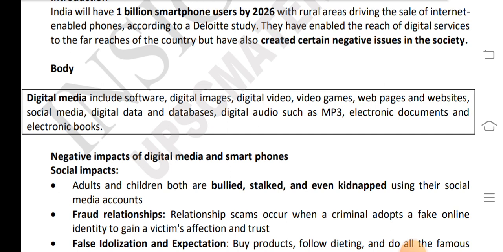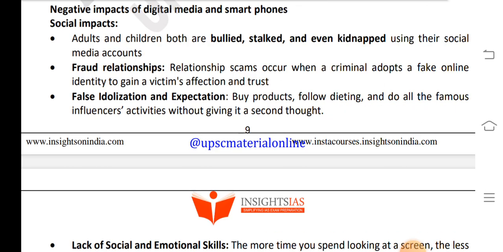Digital media includes software, digital images, digital videos, video games, web pages and websites, social media, digital data and databases, and digital audio such as MP3, electronic documents and e-books. Negative impact of digital media and the smartphone: social impact.